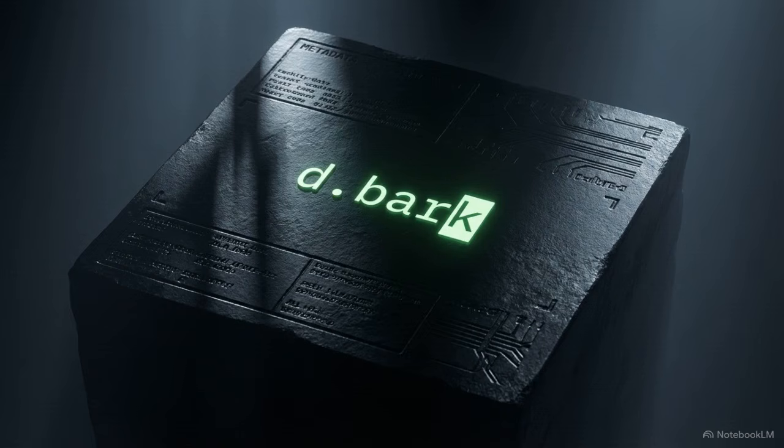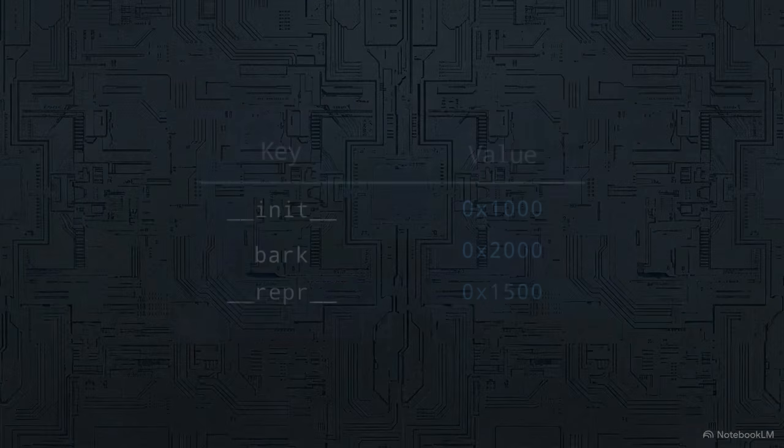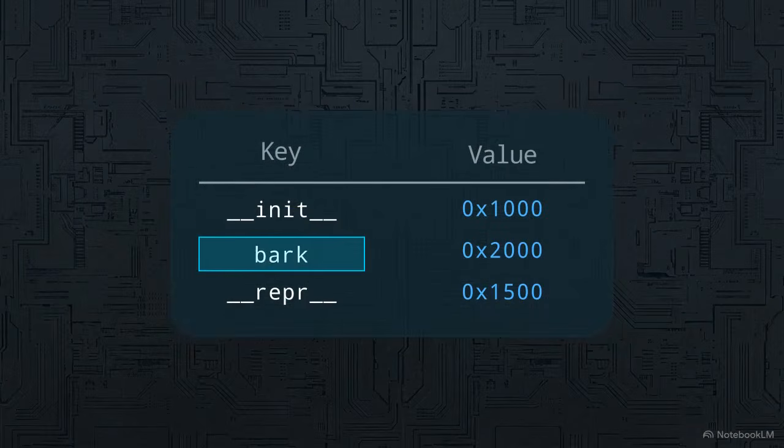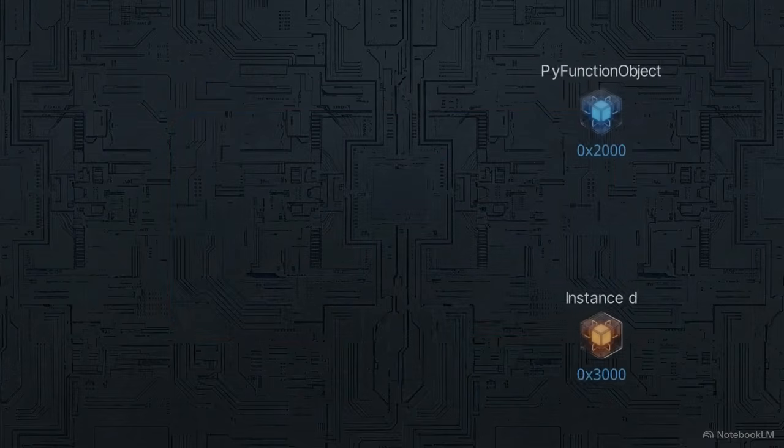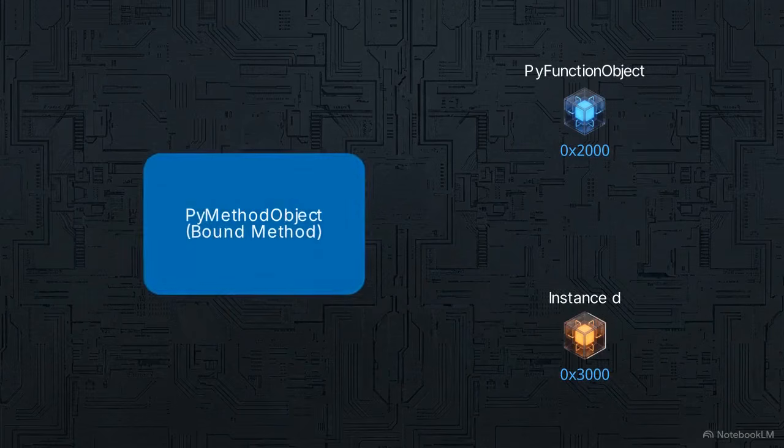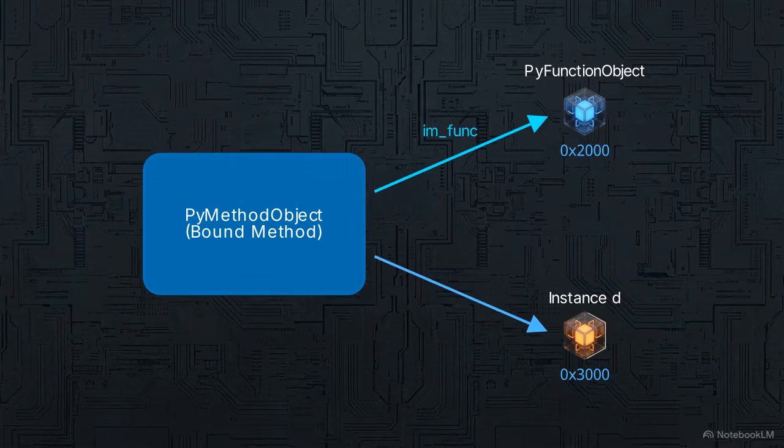The instant Python evaluates the text d.bark, it triggers a descriptor lookup. A descriptor lookup intercepts attribute access, dynamically retrieving our method from the class dictionary instead of the instance dictionary. To bridge the gap between the instance and the function, Python allocates a temporary memory structure called a bound method object. This bound method establishes a direct pointer named im_func, which builds a route to our function definition at 0x2000. Simultaneously, it creates a second pointer named im_self, routing directly to our instance state d at 0x3000.